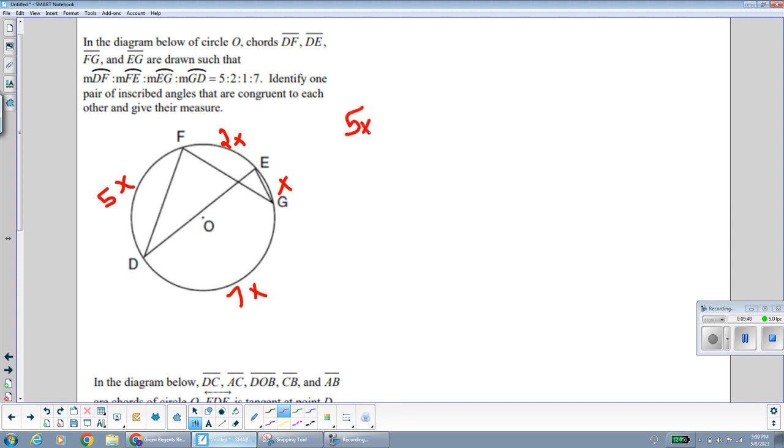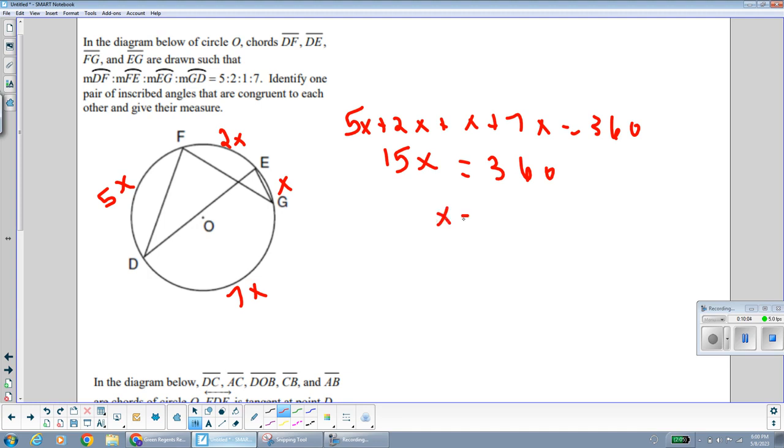So I can make an equation that says if I add up all of the arcs, they should give me a full circle, which is 360. So I have 15x is equal to 360. And now all I need to do is take my calculator and divide 360 by 15, and I have x is equal to 24. Now I can plug in and find the measurements.